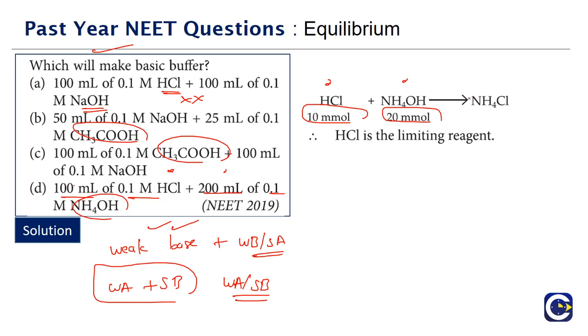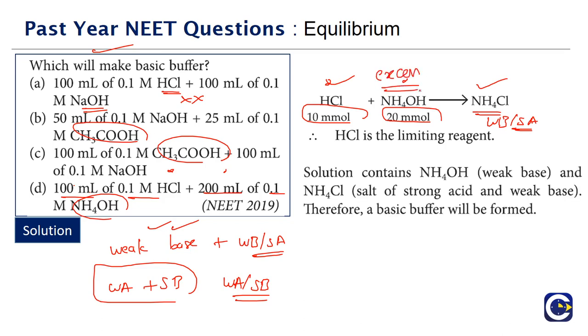If the reaction happens, it is going to form NH4Cl, ammonium chloride. This is the salt of weak base with strong acid. As the neutralization is completed, HCl is the limiting reagent, so we are going to have some excess ammonium hydroxide. What remains in the solution contains the excess ammonium hydroxide, which is the weak base, plus the salt of the weak base with a strong acid, which is ammonium chloride, and this is going to be the basic buffer. So the correct answer for this is option D.